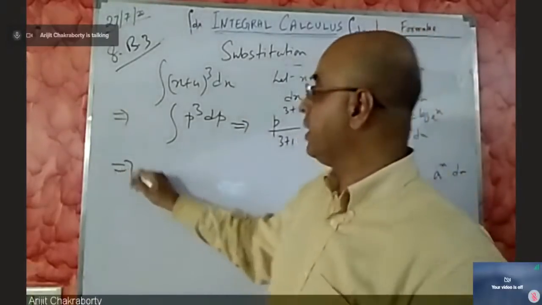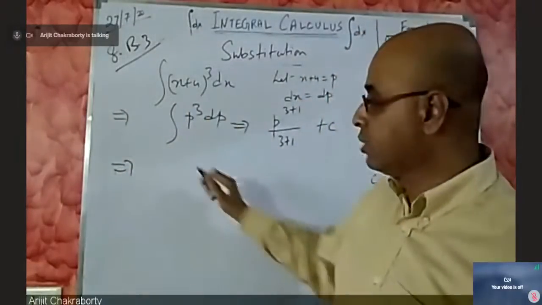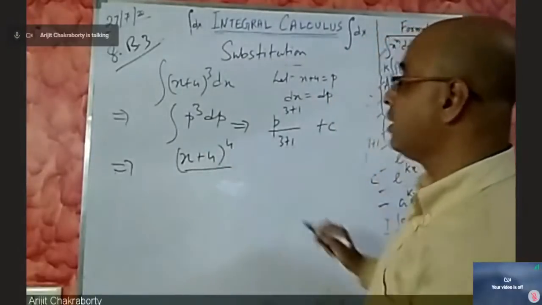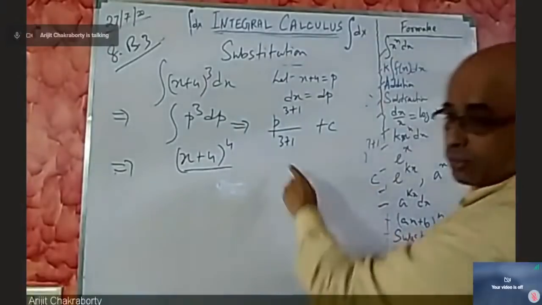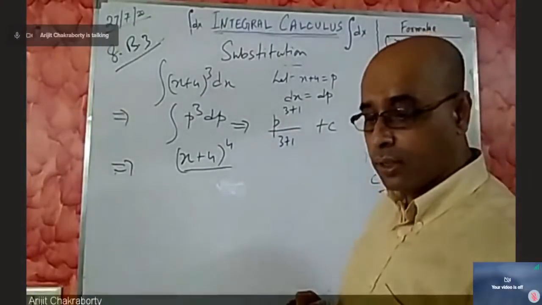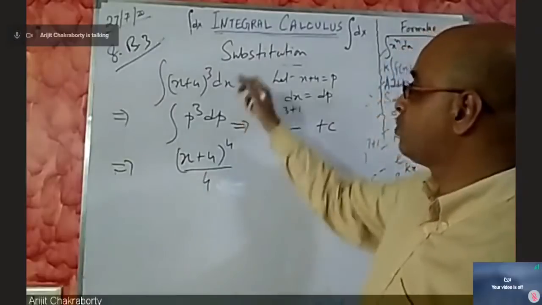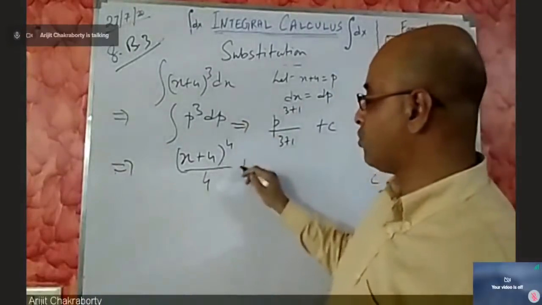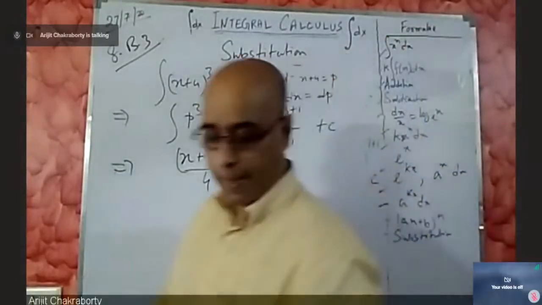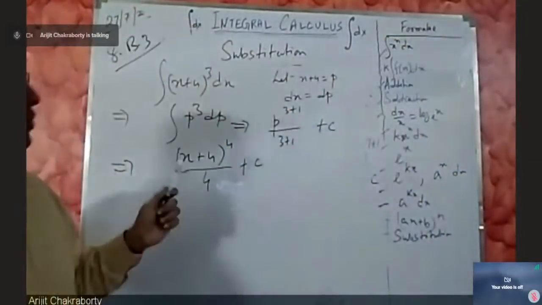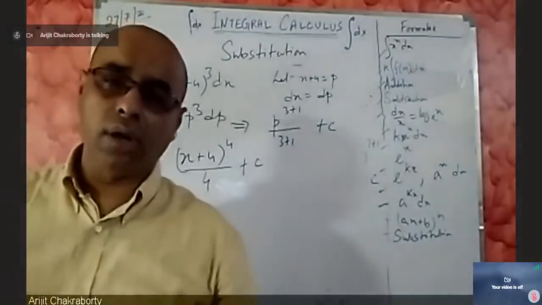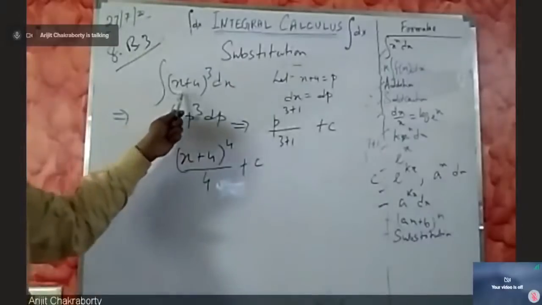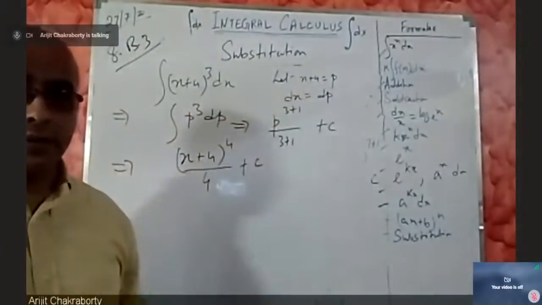But here p is x plus 4. So the solution is (x plus 4) to the power 4 by 4. Okay, so we have taken (x plus 4) cube. So it becomes (x plus 4) to the power 4 by 4 plus constant c. Please have a look at the solution. This is the pure application of the method of substitution, because I have substituted x plus 4 by p.